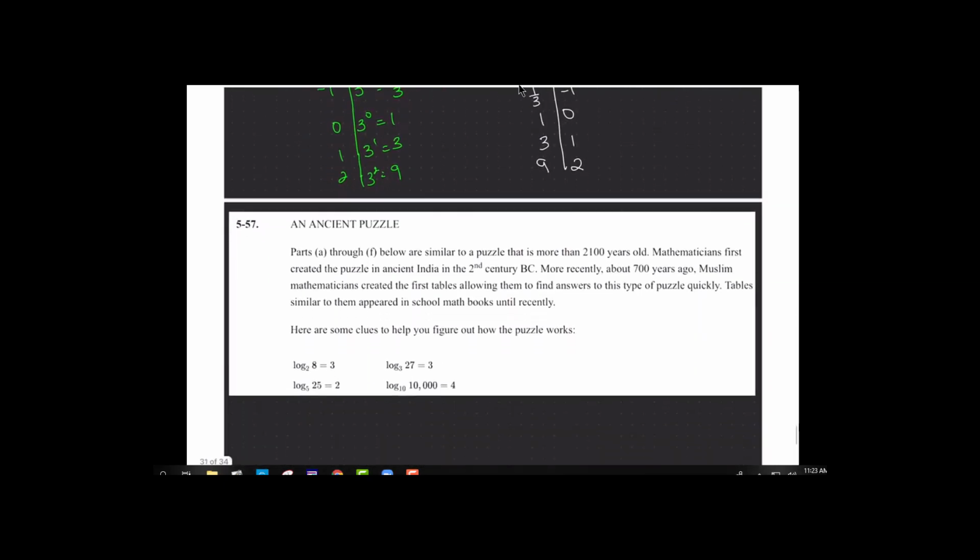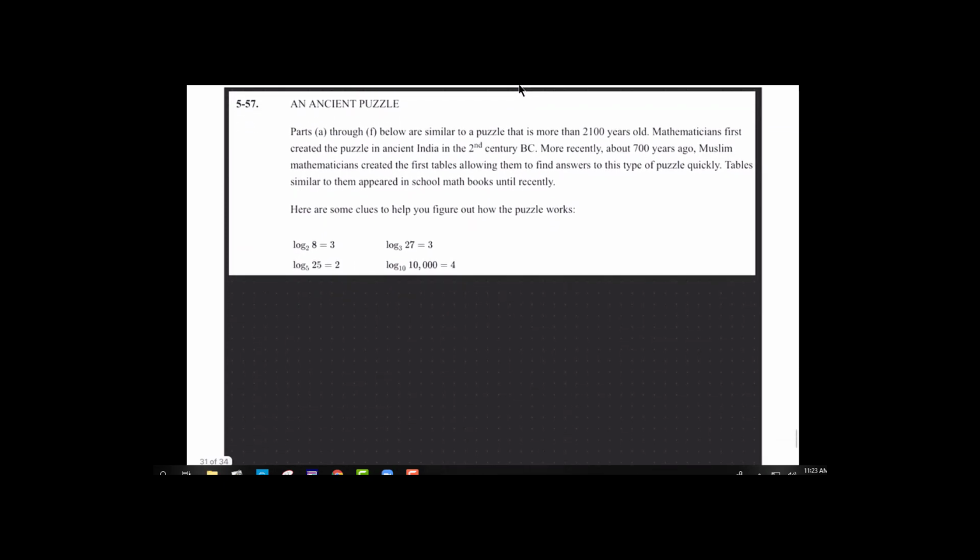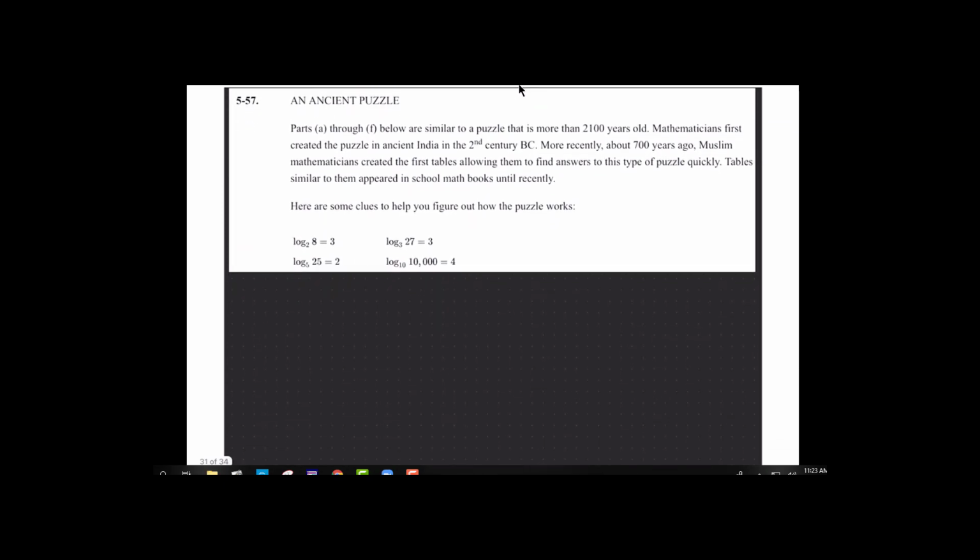So back when I was a wee little one, they came up with this ancient puzzle. So we got a couple parts to go through. They're a similar puzzle to this puzzle that's more than 2,100 years old. You remember when I said back in my day? Oh boy. All right.